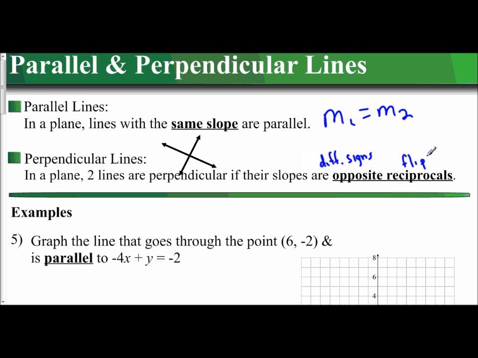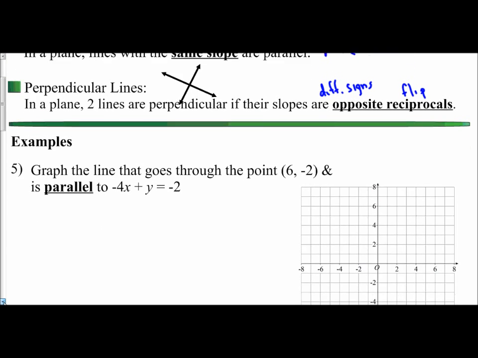So perpendicular slopes create the right angles. They have opposite signs. If one's positive, the other's going to be negative, or vice versa. If one's negative, the other's going to be positive. And the slopes are flipped. So let's examine some problems.